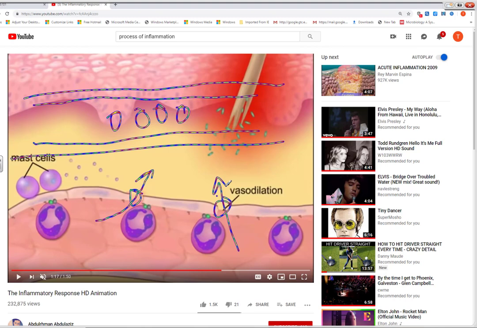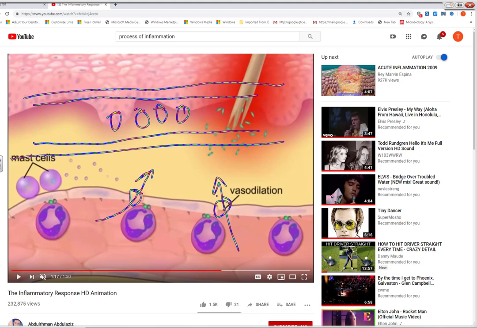The purpose of the fluid leaving the capillary is that it's going to increase interstitial fluid pressure, and it is going to prevent any of these green Tic Tacs, which are bacteria, from entering the capillary and getting into the central circulation. So it's essentially trying to push the bacteria out and prevent it from getting into the blood. So as you can see, that's beneficial, right?